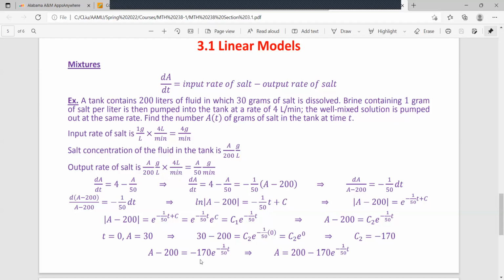So the solution to the initial value problem will be A minus 200 equals -170 times e to the -1 over 50 t. If we move 200 to the right-hand side, you get A equals 200 minus 170 times e to the -1 over 50 t. So that's the final answer for the problem. Any questions?